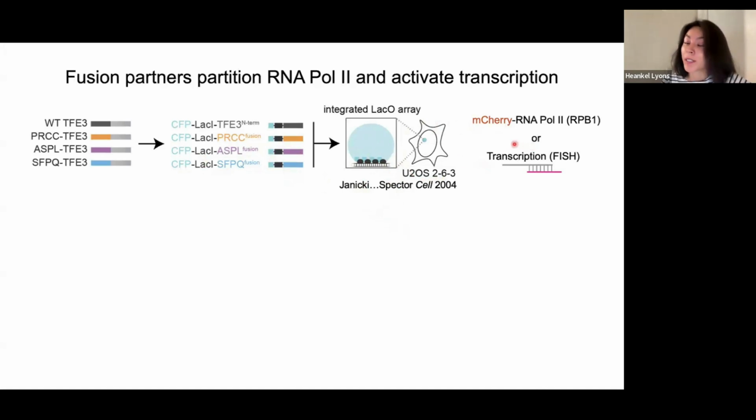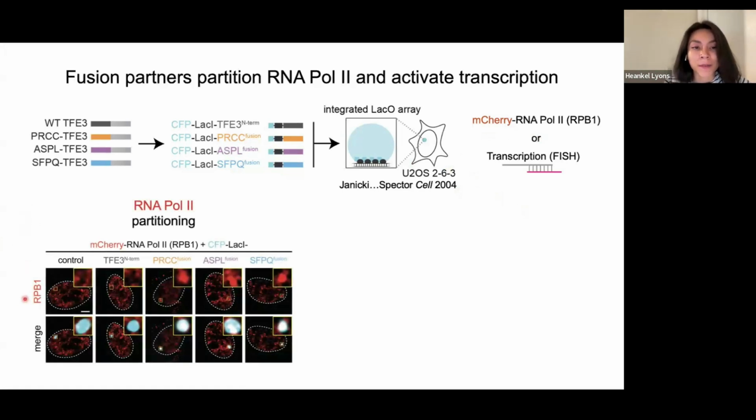In this case, I'm interested in RNA Pol II, right? So I have mCherry RNA Pol II. And what's great about this system is that it also has a reporter. So I can do RNA FISH and detect whether the reporter is activated or not. And so I have more data on other systems, but I like to use this system on my slides just for simplicity. But feel free to ask more in the Q&A if you're curious about other systems.